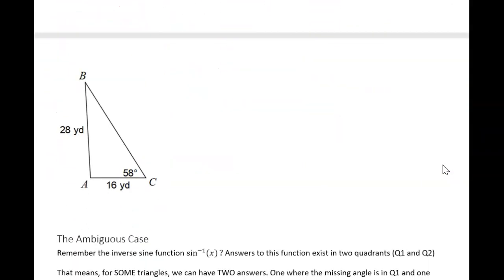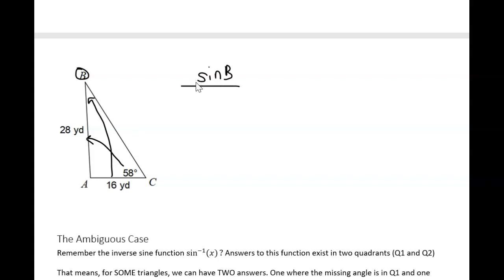Let's take a look at our second example. This one actually looks like it might be a right angle. Maybe this is like 91 degrees. But you can see in this problem, we don't have two angles to start with. We're going to actually have to find one of these missing angles. So if we look, the 58 degrees is across from the 28. And the 16 is across from B. So I'm going to make angle B my first goal and put it in the top left.